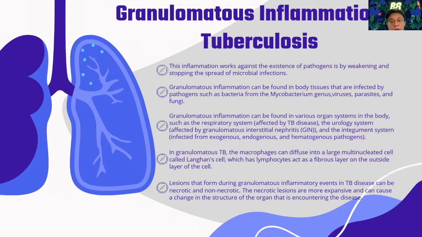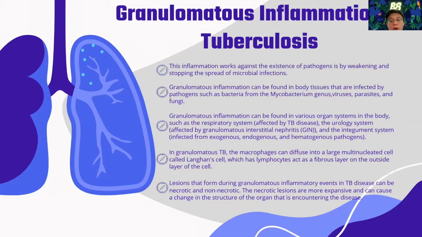The granulomatous inflammation can be found in body tissues that are infected by pathogens such as bacteria from the Mycobacterium genus, like Mycobacterium leprae and Mycobacterium tuberculosis, virus, parasites, and fungi.